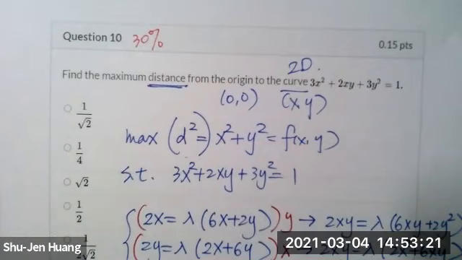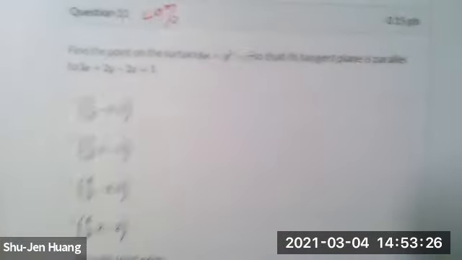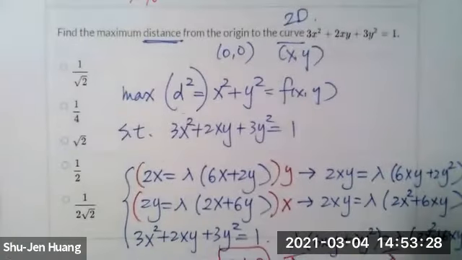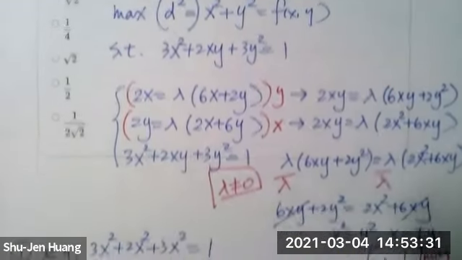Okay. Thank you. All right, so this is question number 10. When you were solving for x and y and you had x squared equals y squared, do you still need to account for the possibility of x being negative?